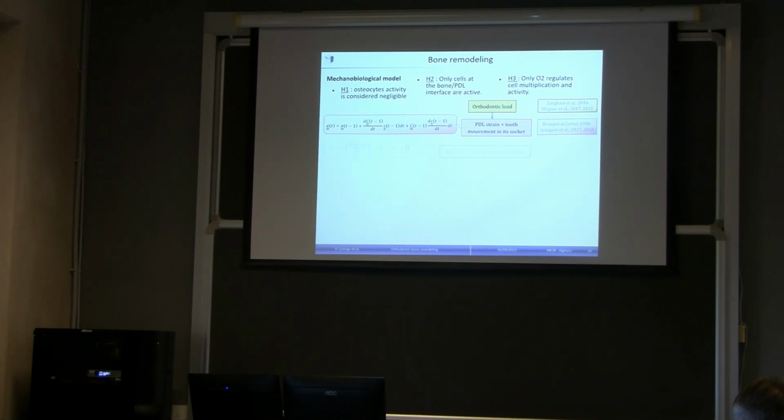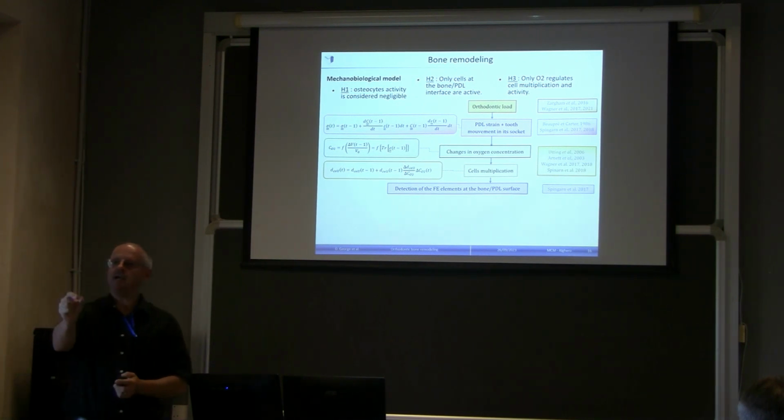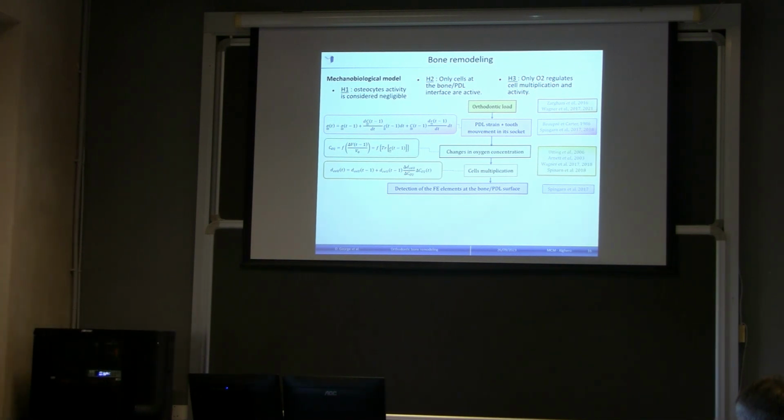solid mechanics. Then we have a change in oxygen concentration, which is the publication I have just showed you before, due to the volume variation, and cell multiplication depending on the oxygen variation. After that, we detect onto the finite element model the elements which are at the interface between the PDL and the bone, because this is where we will locate the bone remodeling problem.